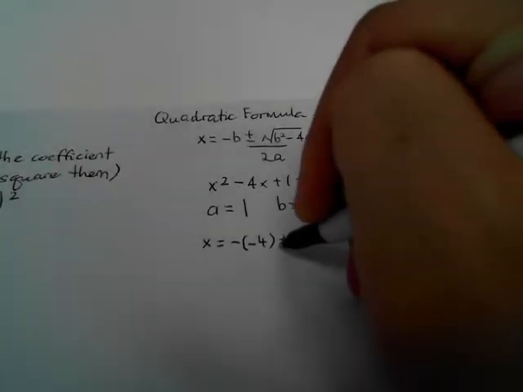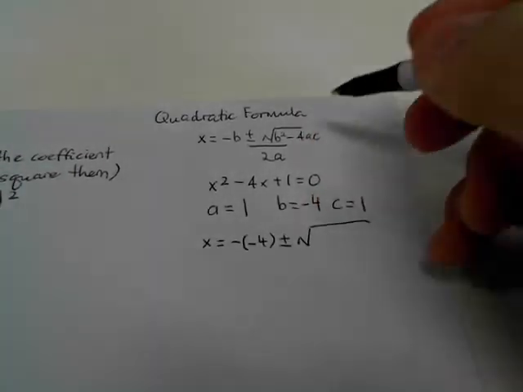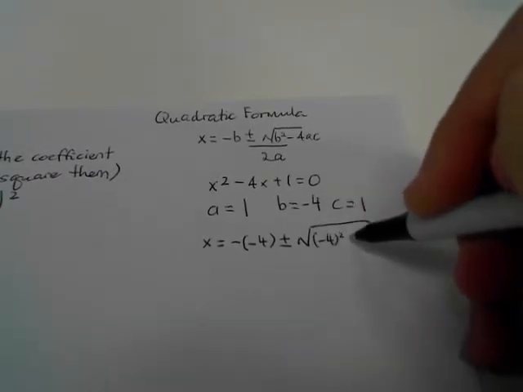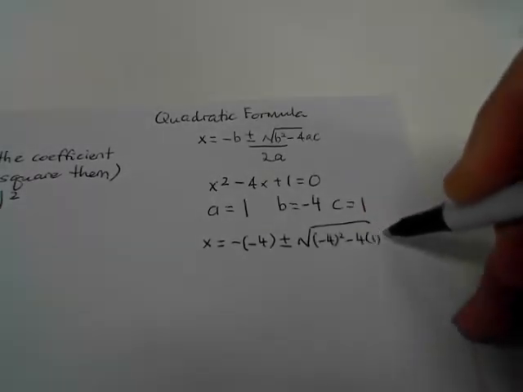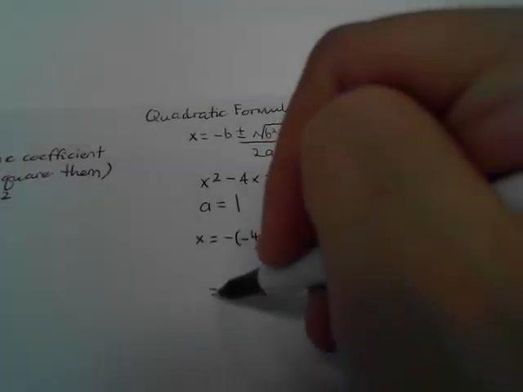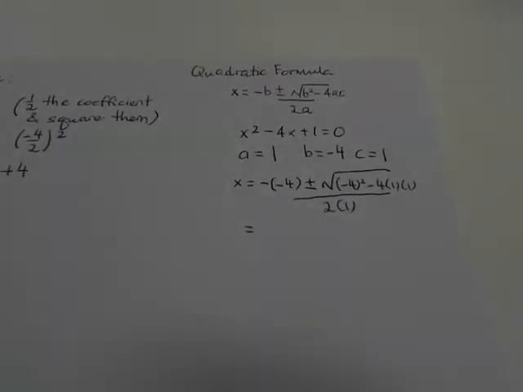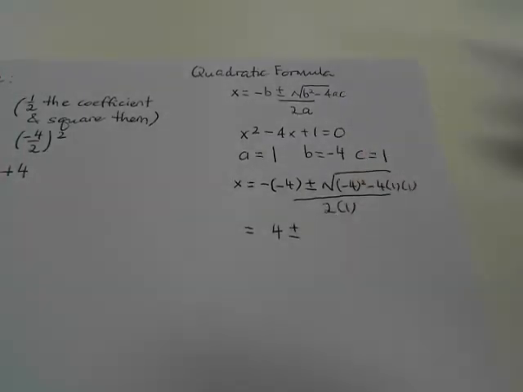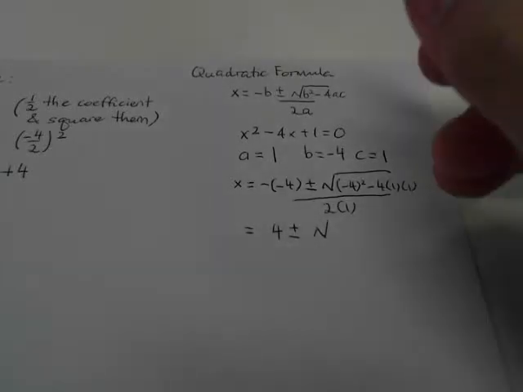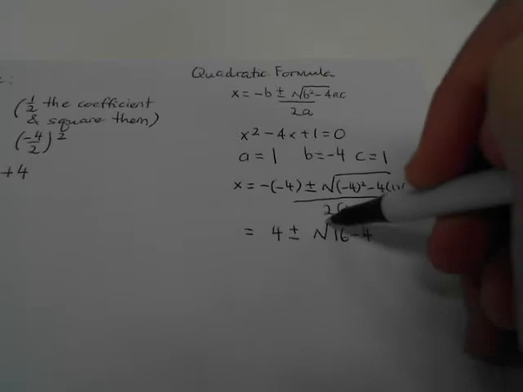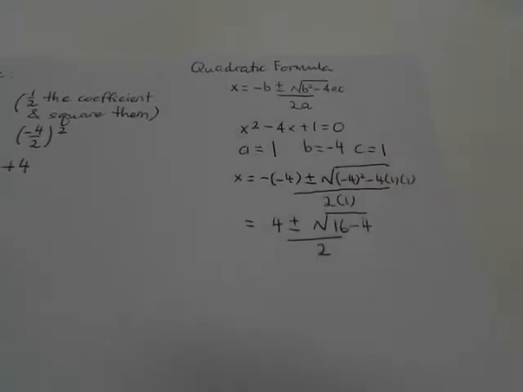Okay, plus minus square root of b squared. Again, be very careful. Minus 4 squared minus 4 times 1 times 1, divided by 2 times 1. Okay, so you're at this stage here. Minus and minus gives you positive, plus minus square root of 4 squared, which will give you 16, thank you. Minus 4 times 1 times 1 will give you 4, and you divide it by 2.